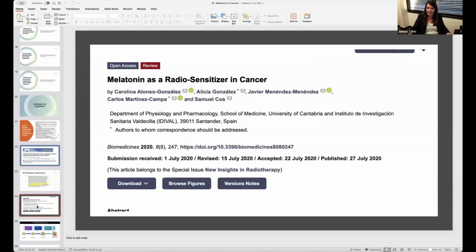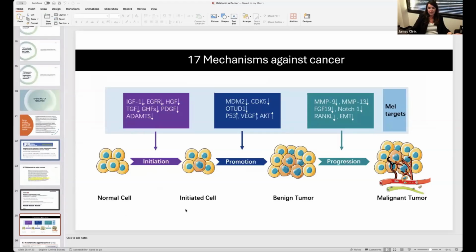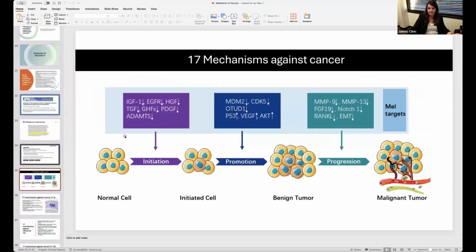It also radiosensitizes in cancer patients. So anyone undergoing radiation therapy, I really want them on melatonin to go in and actually trigger that reactive oxygen species in the tumor cells. Here's just some of those 17 mechanisms against cancer, you can screenshot this.